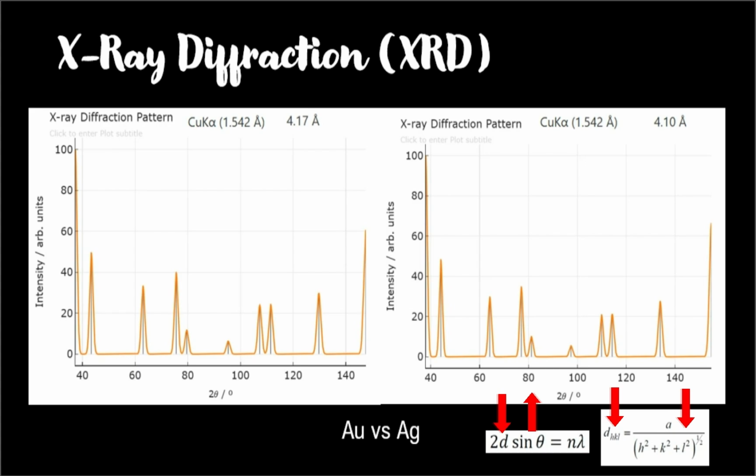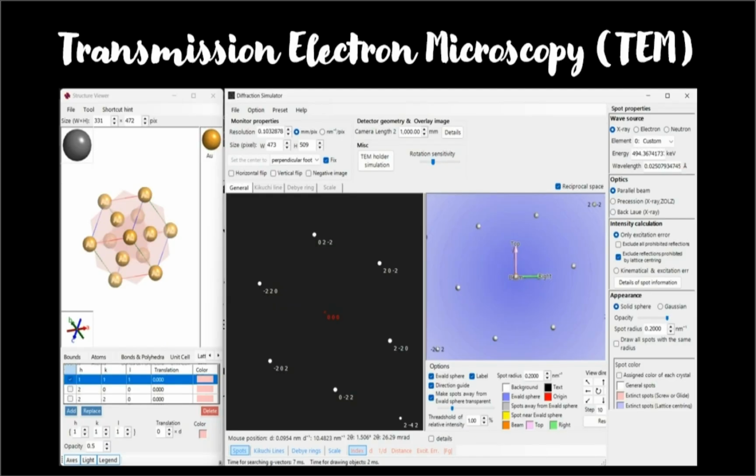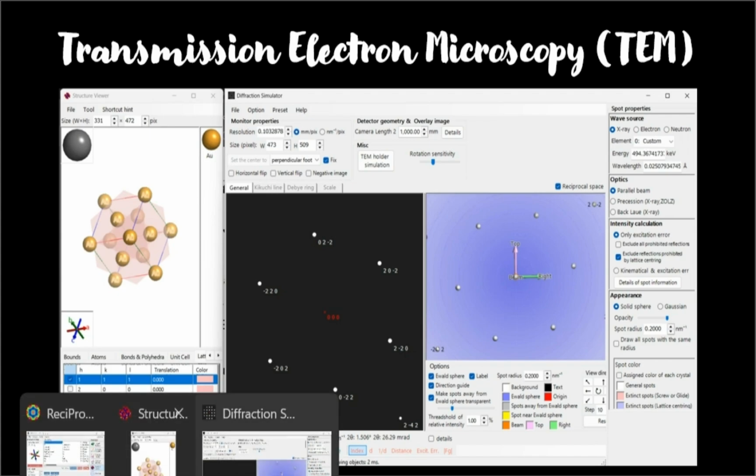So as theta increases, the peaks will be shifted to the right side. The silver peaks are all shifted to the right with a certain ratio. So, coming to a TEM, transmission electron microscope, I can show it here.